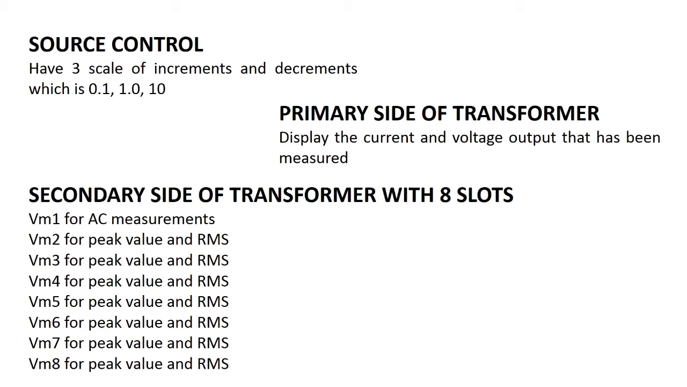And then for the secondary part of the transformer, we have 8 slots, which are V1 until V8, VM1 until VM8. VM1 we use for AC measurement. For VM2 until VM8, we use to measure the peak value and the RMS value.